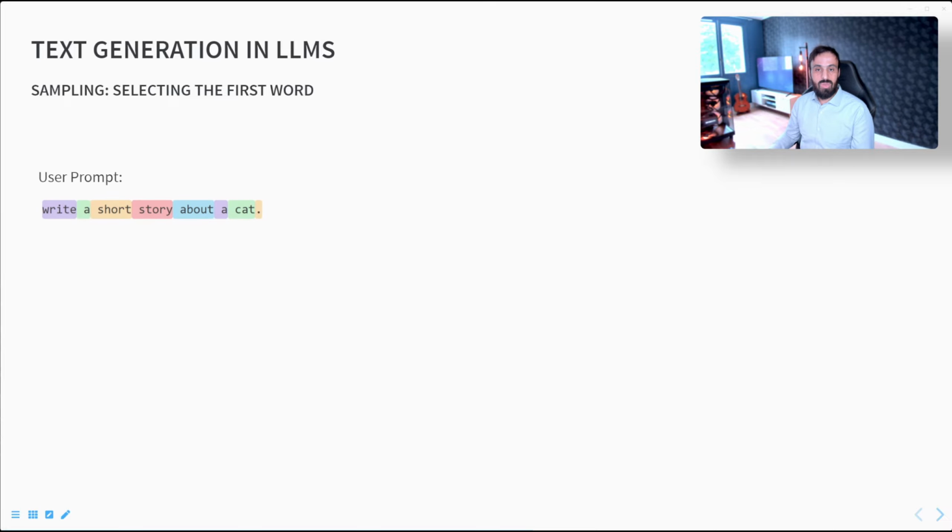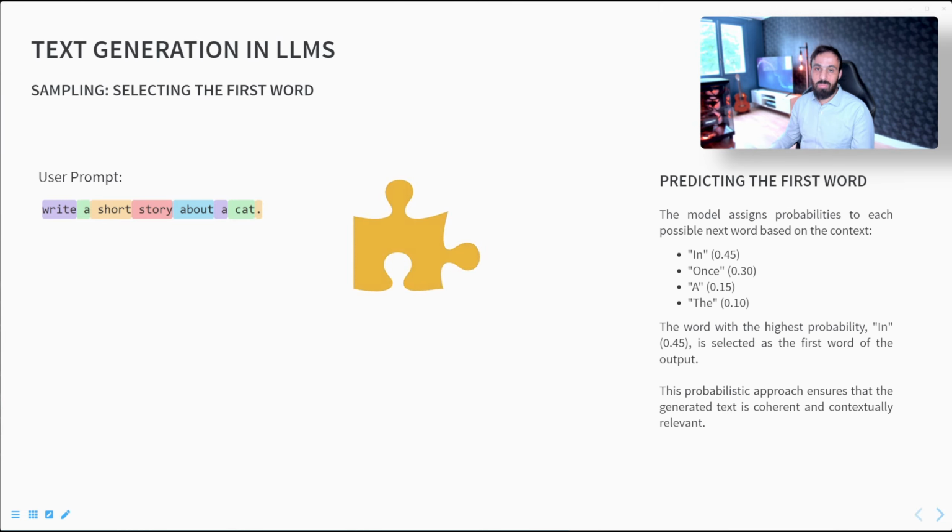Once the embeddings and attention mechanisms have processed the input, the model begins generating the response through a process called sampling. In our example, the user prompt, "create a short story about a cat," the model analyzes the context and assigns probability to all possible first words. Usually, the word with the highest probability, in this case "Once," is selected as the first word. This probabilistic approach ensures the generated text is coherent and contextually relevant while leaving room for variation.